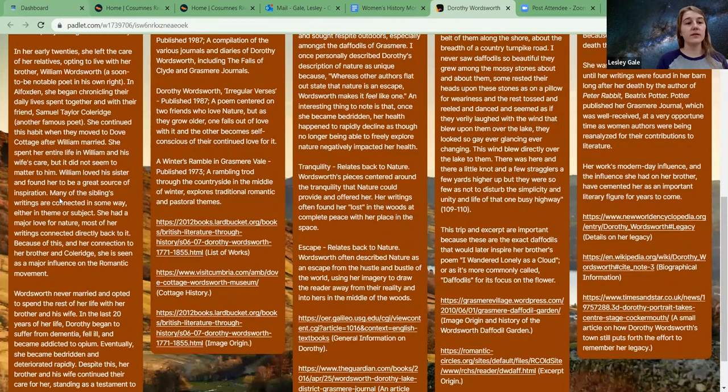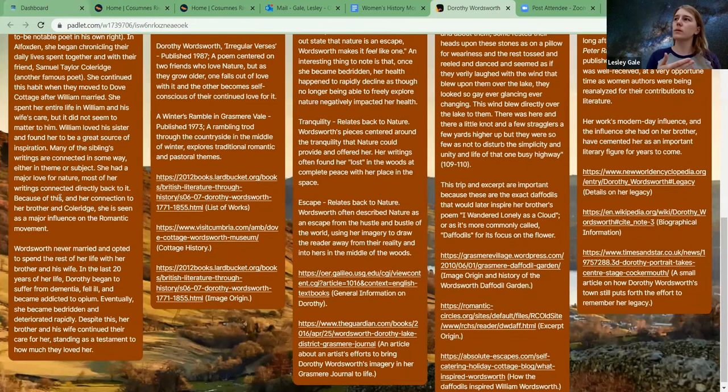Because she lived with him and interacted with a lot of important Romantic writers, she had a lot of influence on the period itself. She also wrote her own little romantic bits of poetry, but she mostly focused on diaries and accounts of her daily life in nature. She never married. She opted to spend the rest of her life living with her brother and his wife in their cottage called Dove Cottage out in Grasmere, if I remember correctly, yes.